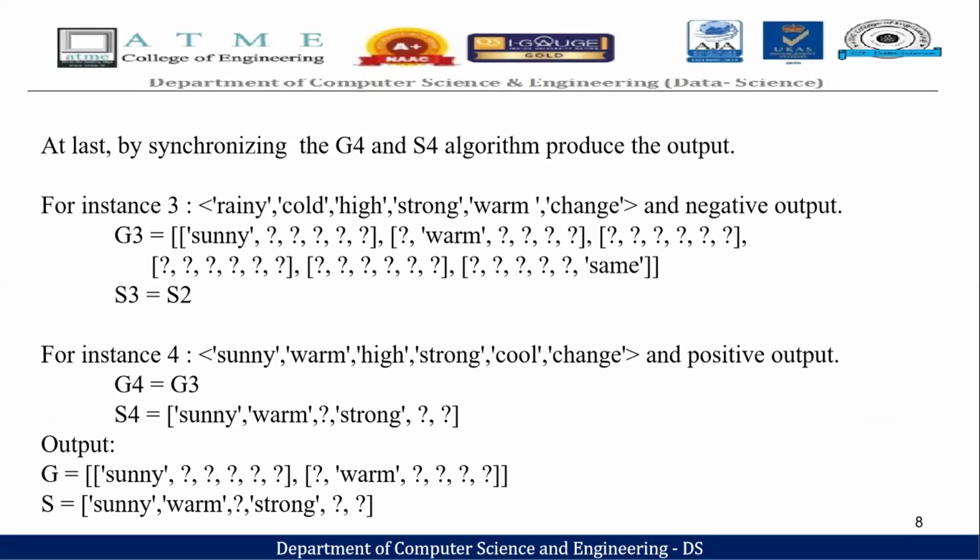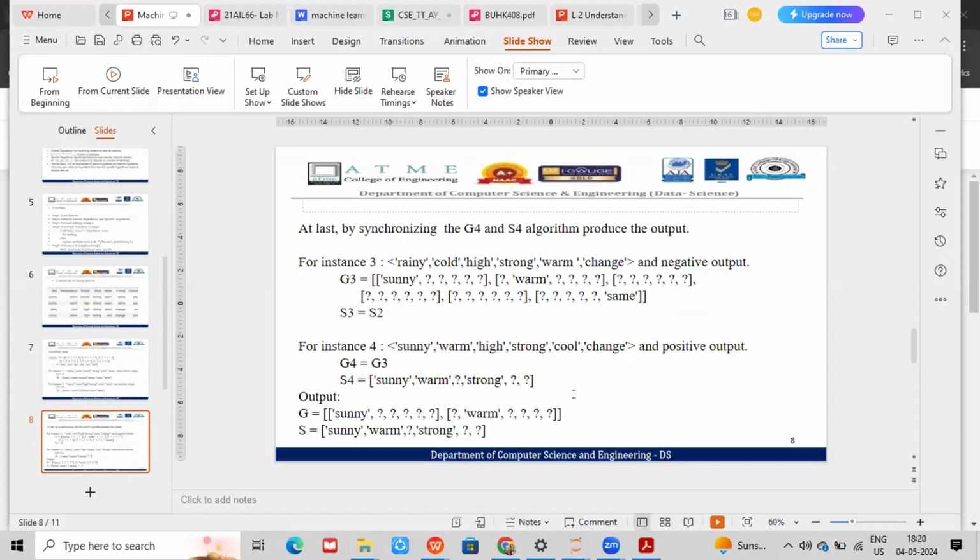And finally this is the output we got after iterating with all the examples. Here general is this, and specific is this one. Here we have replaced 3 attributes with a question mark, and here the first 2 attributes. In this way the hypothesis has become from more general to more specific. Coming to the coding part, let me execute the program and explain the program.